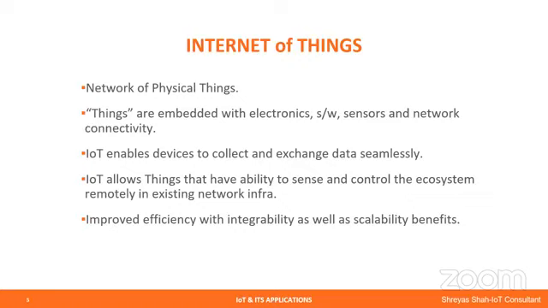So IoT enables the devices to collect and exchange data in a very seamless manner, like ease in using the devices or ease in exchanging data without any time delay. Latency is less, so it's very fast, very responsive. Then it allows things that have the ability to sense and control, that is, we use sensors and actuators in the existing gadget or existing thing.